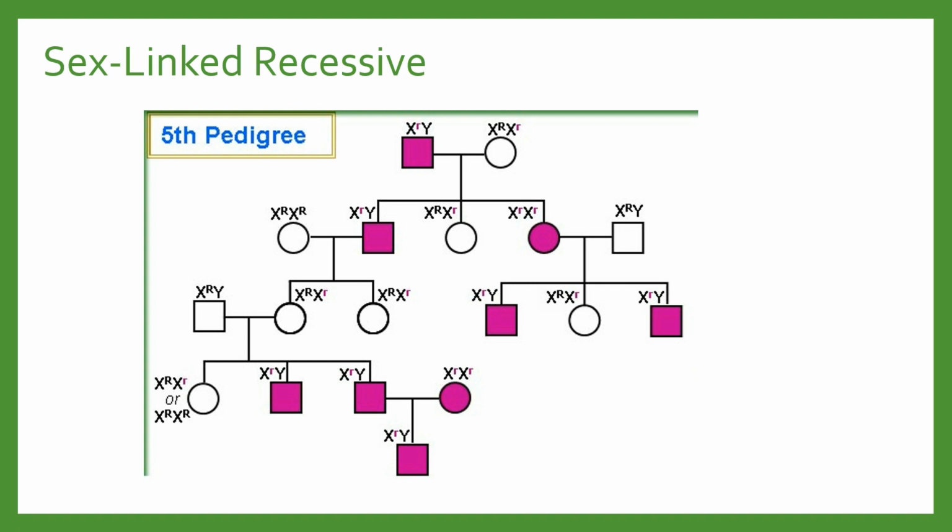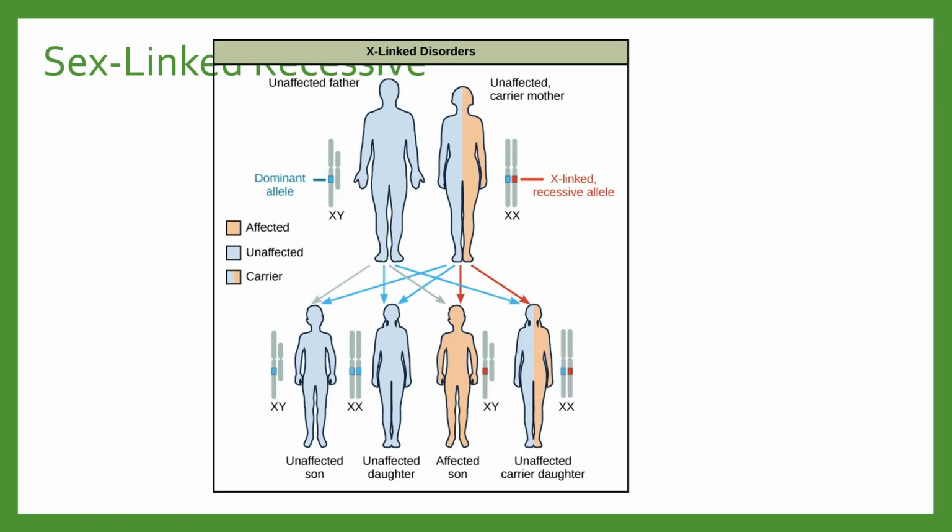So if a female does have the condition, their father must have it, but it's more likely to affect males than it does females. Okay. So let's look at this example where we've got an unaffected father now, but a carrier mother. It's impossible for this combination to result in female children with the disease, but their male children will have a 50-50 chance of inheritance.